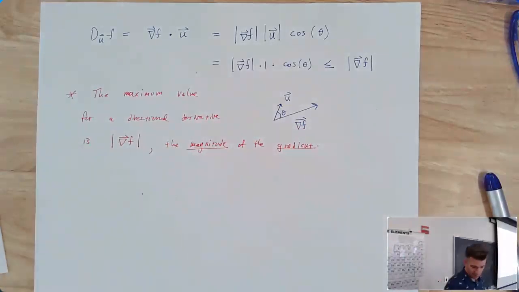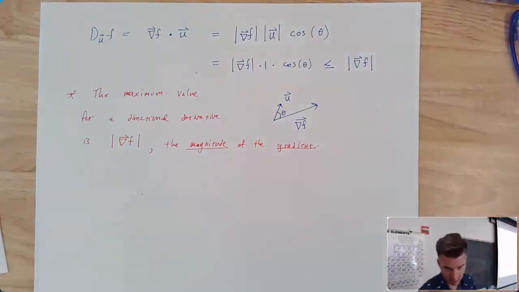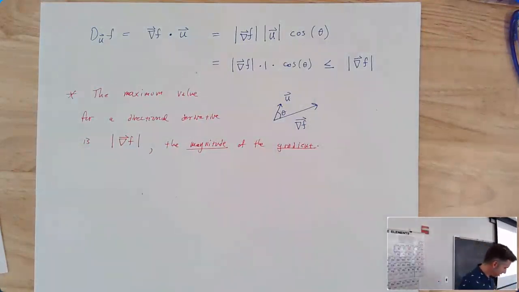is the magnitude of the gradient at that point. And there are definitely at least a couple of homework problems that ask you to find the maximal value of a directional derivative. And it is always the magnitude of the gradient. So let's go back to the question before we explore this a little bit more. We go back to this question over here.